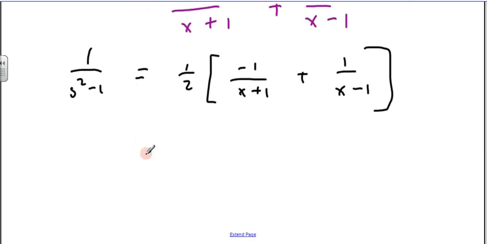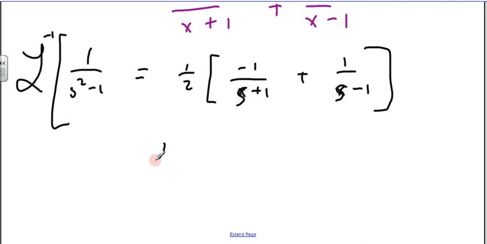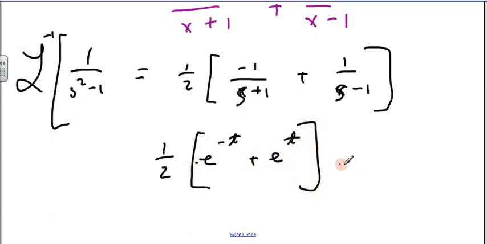And I take the inverse Laplace transform of the whole thing. And I would have 1/2 times minus e to the minus t plus e to the plus t, and I'd end up with hyperbolic sine of t. And we know that we did a Laplace transform for hyperbolic sine of t, and we know that that's 1 over s squared minus 1, so that checks. And that's how we would use our partial fractions.